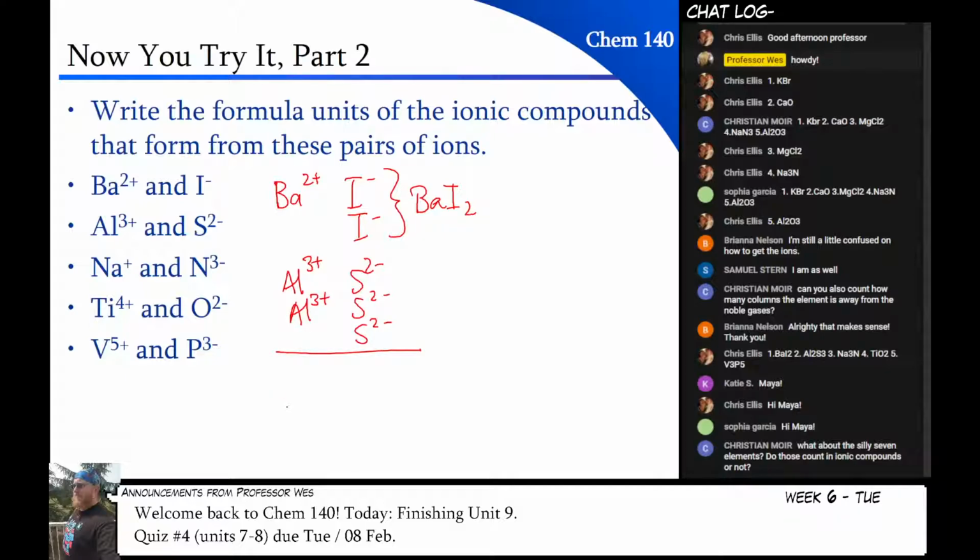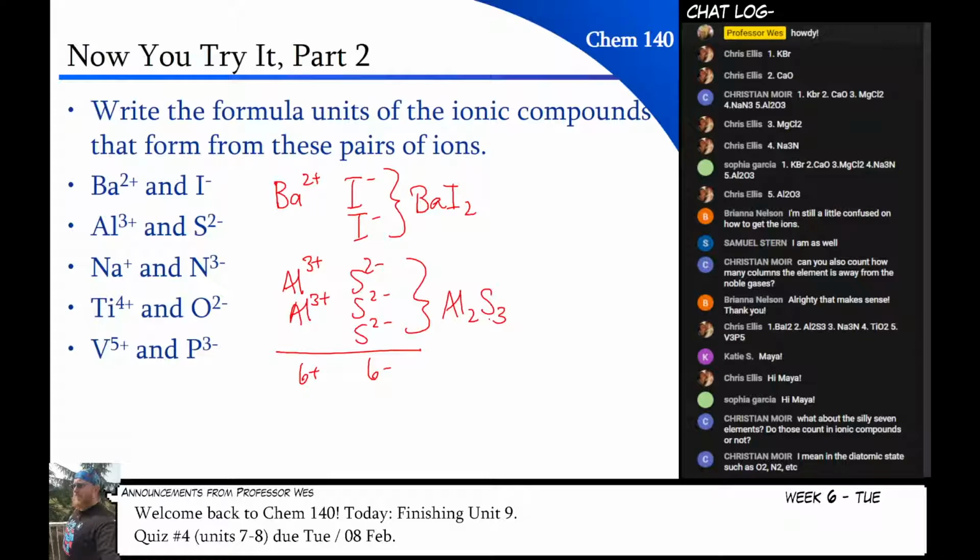For aluminum and sulfur, if I do this, this is going to get me to have 6 of each positive and negative. So the ionic compound that I would form would be that. And I don't know why I keep doing this example over and over again. We've done this like 74 times, and I just keep picking it. Yeah, don't worry about the ones in the diatomic state, because those are not ionic. Those are covalent.